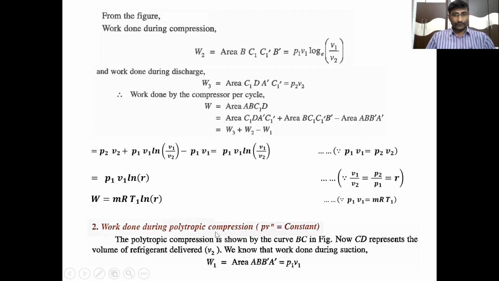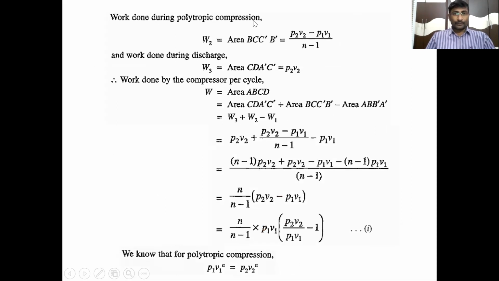If the compression follows the polytropic law, P V power n equal to constant, in a similar way we can derive the work equation. W1, the area A, B, B dash, A is P1 V1 as it is in the previous case. And work done during the polytropic compression, this changes when compared to the previous case. W equal to area B, C, C dash, B dash. It is from the basics for the polytropic compression. Work equation is P2 V2 minus P1 V1 by n minus 1. This is the basic work equation for a polytropic process.